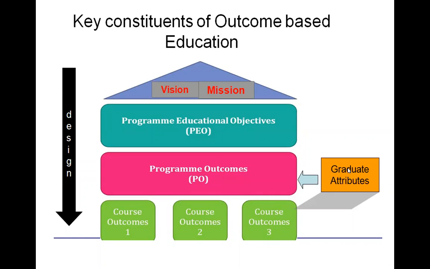Okay, and graduate attributes were defined by NBA, and based on the graduate attributes, we used to write the program outcomes before. But now NBA has come out with 12 program outcomes directly, and the 12 program outcomes are clearly specified. Okay, so these are the key constituents of outcome-based education: vision and mission, program educational objectives, program outcomes, and then the course outcomes. So we'll start from the bottom. We'll start from the course outcomes, then proceed to the vision and mission statements.